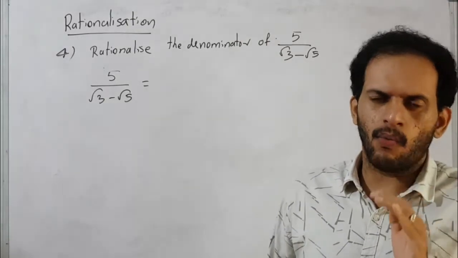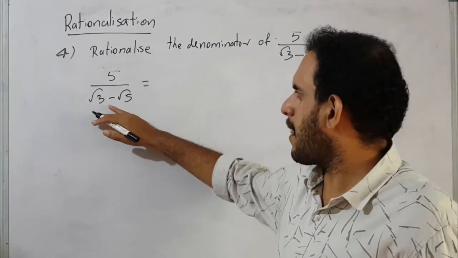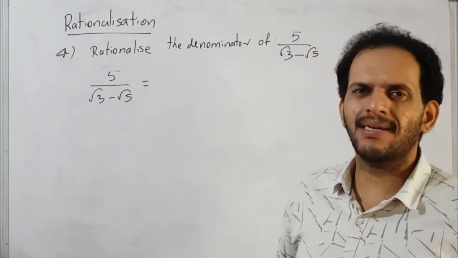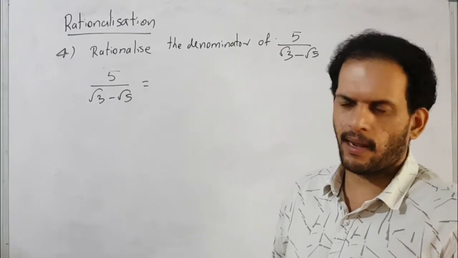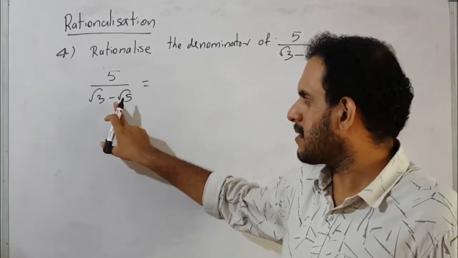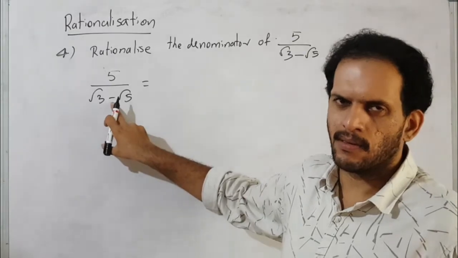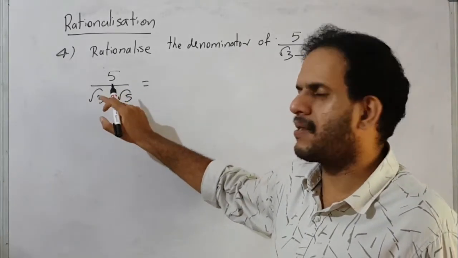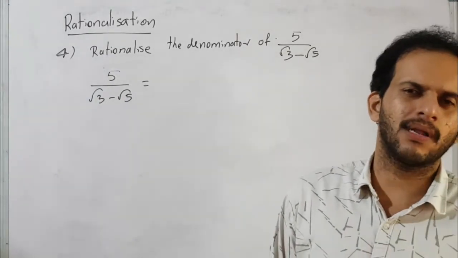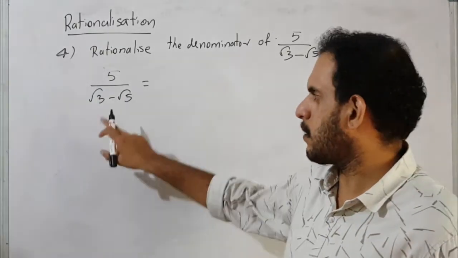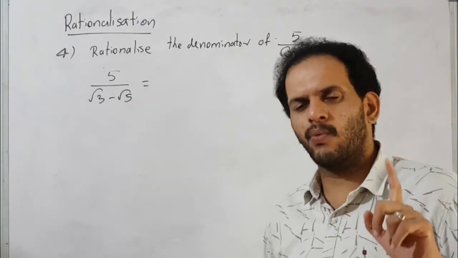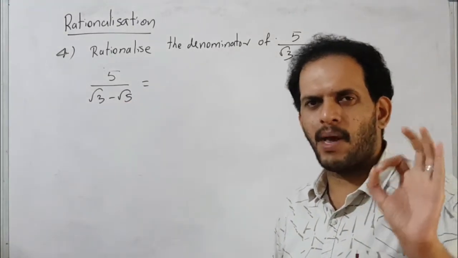Okay. Then what is the conjugate of root 3 minus root 5? Conjugate means change the sign of the term separating there. Correct? Change the sign. Then what is the sign we use here? Minus. Correct? Then to get the conjugate, change the minus symbol and add, what is the symbol? Plus. Then what is the conjugate of root 3 minus root 5? The conjugate of root 3 minus root 5 is root 3 plus root 5.